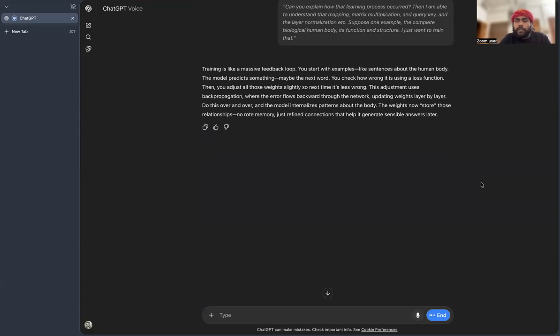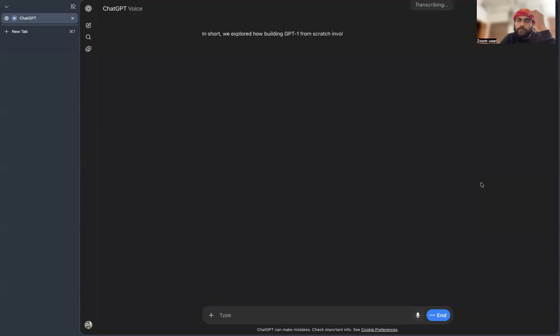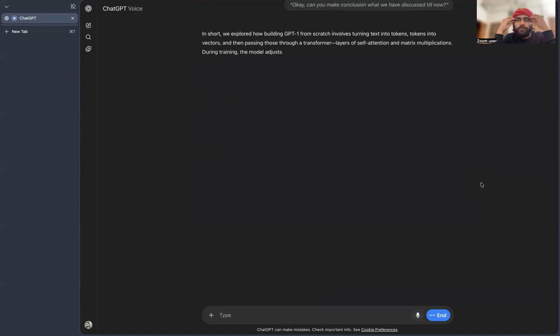Okay, can you make a conclusion of what we have discussed till now? In short, we explored how building GPT-1 from scratch involves turning text into tokens, tokens into vectors, and then passing those through a transformer, layers of self-attention and matrix multiplications.